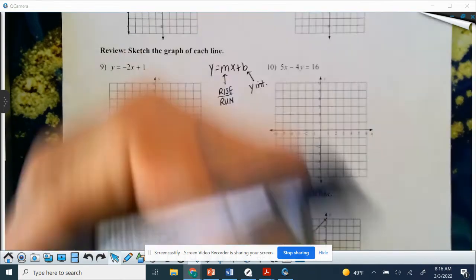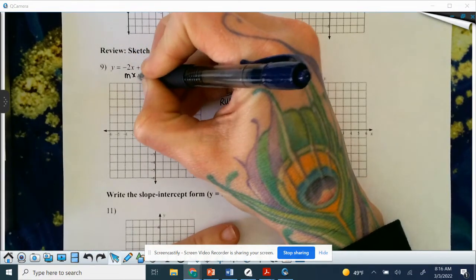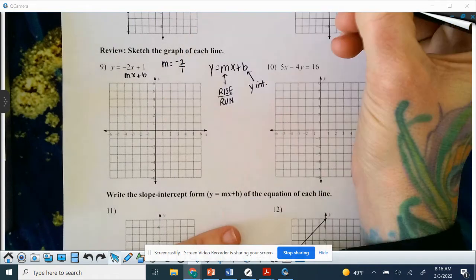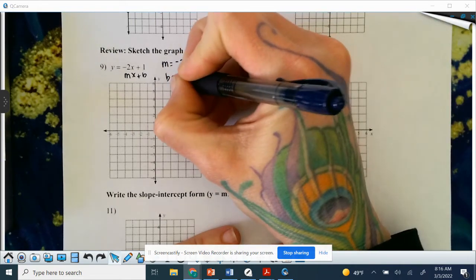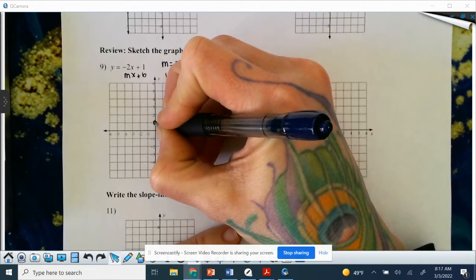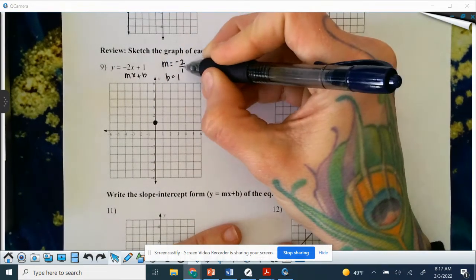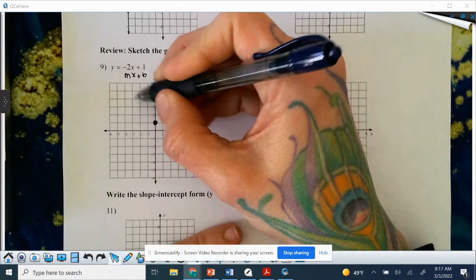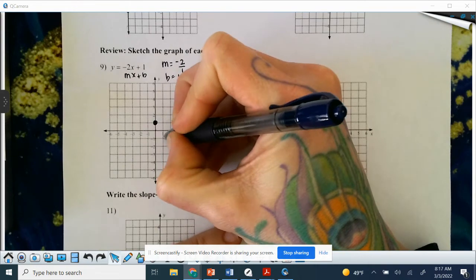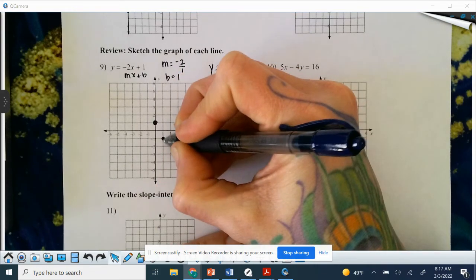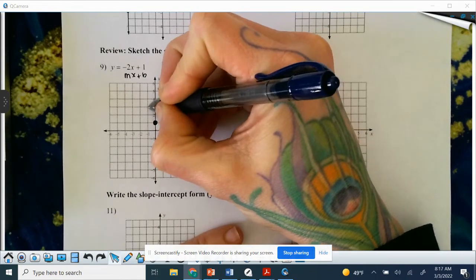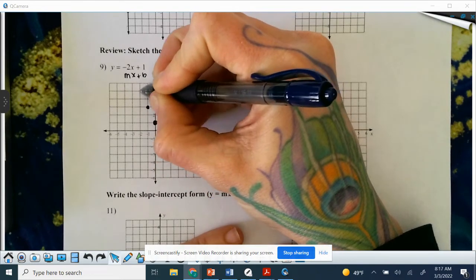So if I think of mx plus b, my m, which is our slope, is negative 2. Remember, we always have an imaginary 1 underneath it. And my b value is a positive 1. So I'm going to go to positive 1 on my y-axis because that's the y-intercept. And then I have a negative 2 over 1 slope, which means this line needs to be coming down to the right. So I'm going to go down 2, over to the right 1, down 2, to the right 1, or up 2 to the left 1, up 2 to the left 1.